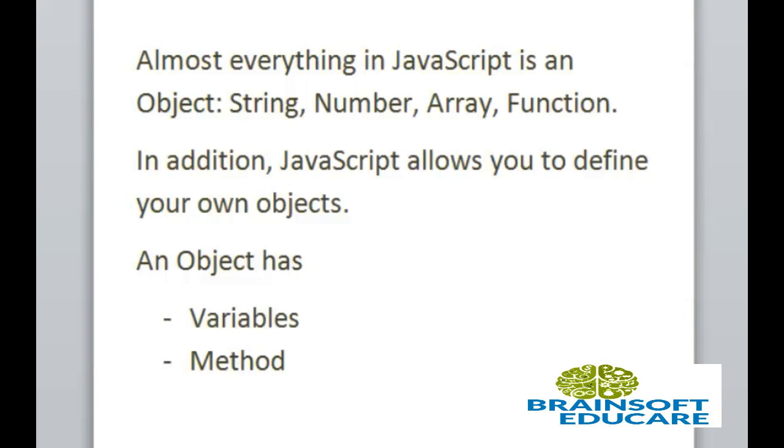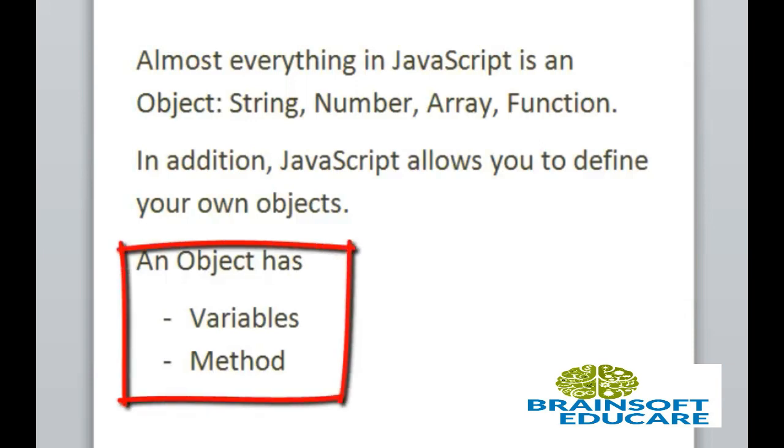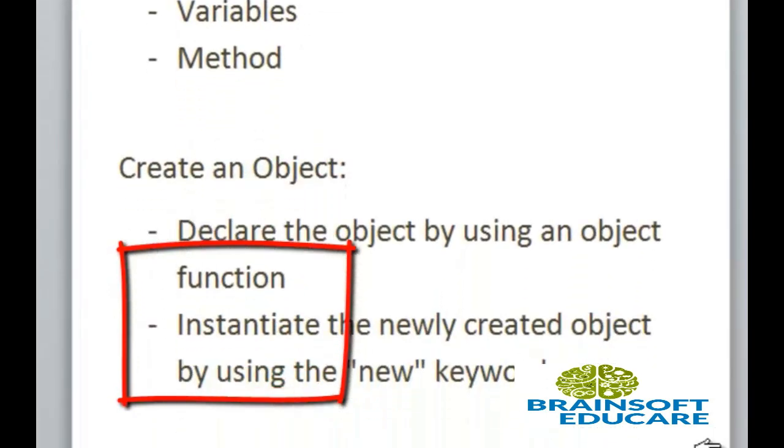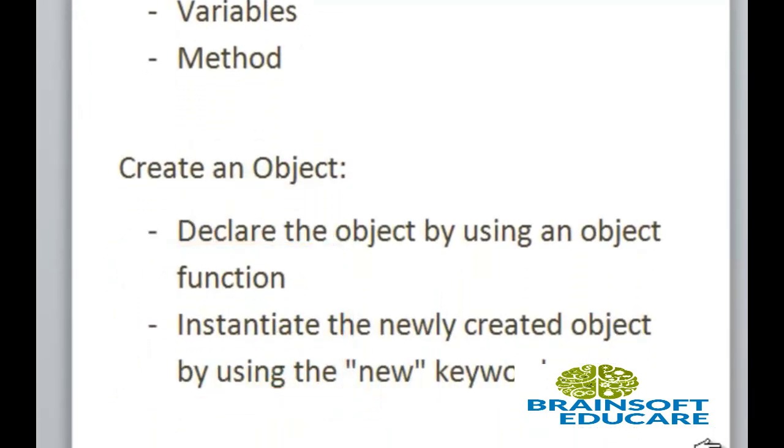An object has variables and methods. How to create this object? There are two steps. Declare the object by using an object function. And the second step is to instantiate the newly created object by using the new keyword.